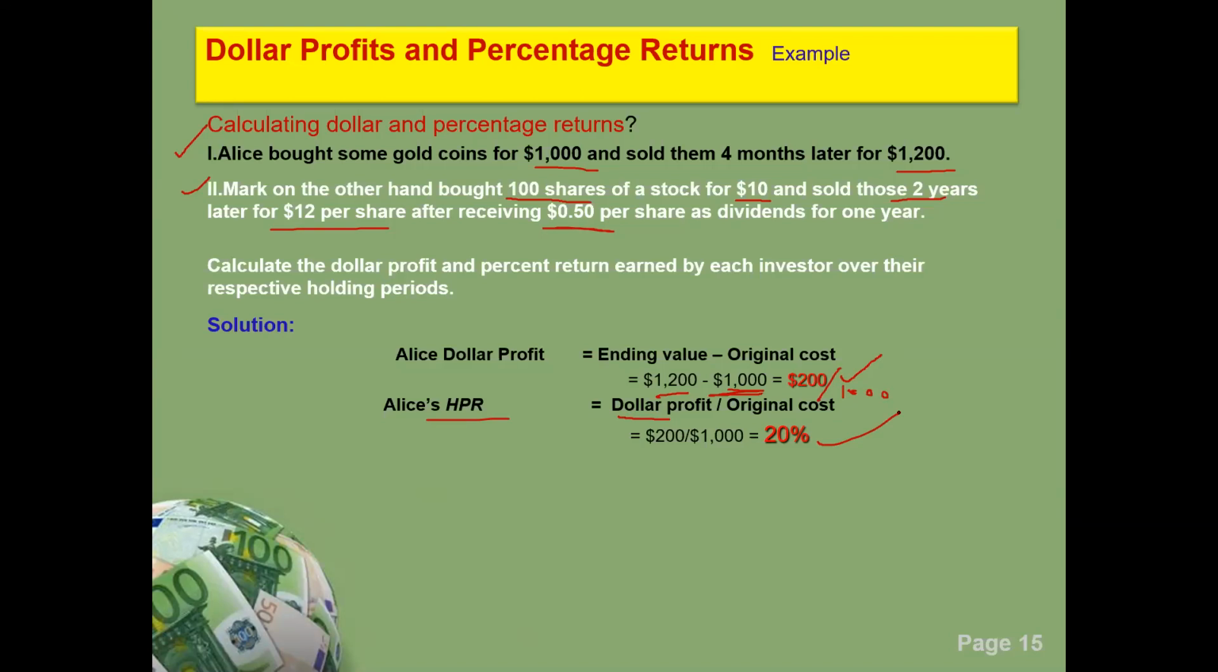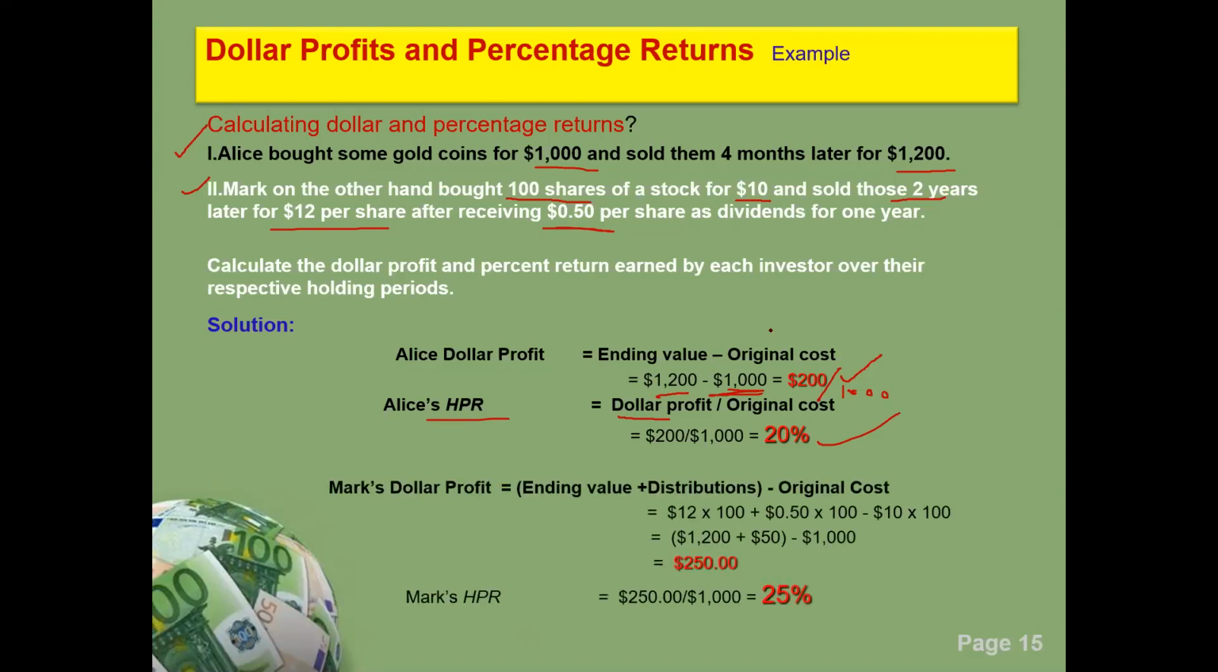Very simple to calculate. For the second investor, Mark, he invested in stocks. So his ending value plus distributions, if he receives some dividend. The ending value for one share was 12 multiplied by the number of shares, plus he received 50 cents as a dividend multiplied by the number of shares, minus the original cost, the price at which he bought the share, 10 multiplied by the number of shares. When we make all these calculations, his profit and loss was 250, but we are interested in the holding period return. So 250 divided by his original cost, 10 multiplied by 100, which is 1,000. He got a return of 25%.